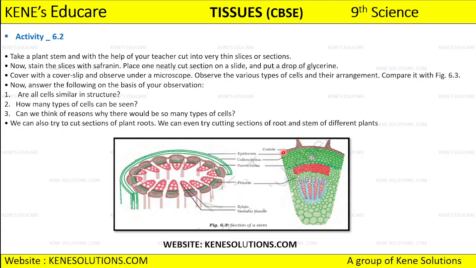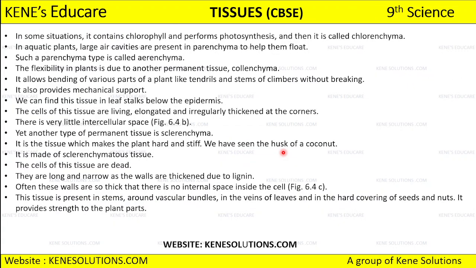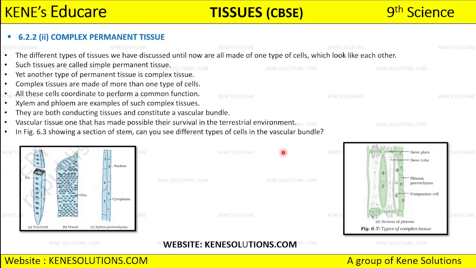So I want you all to draw this section of the stem in your notebook 2 times and be thorough with all the diagrams which have been given. Okay, practice all the diagrams, because whenever you are writing an answer on this, drawing the diagram is very important. Okay, so because of vascular tissues, it is possible for the plants to survive in the terrestrial environment as well. As I showed you the structure of the section of stem, you can see that there are different types of cells like xylem, phloem, vascular bundle, collenchyma, then we have parenchyma, which are simple permanent tissues.